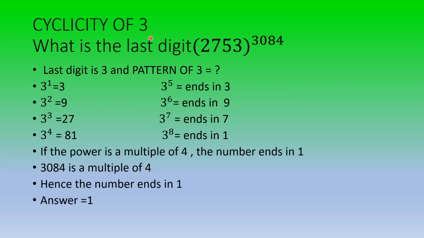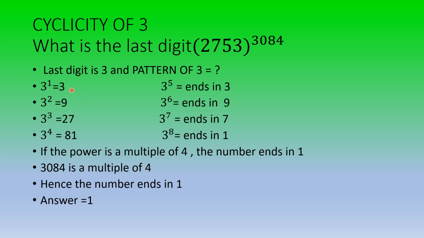Next is the cyclicity of 3. The question is, what is the last digit of 2753 raised to the power 3084? Now, because the base 2753 is such a big number, you will consider the last digit. The last digit is 3 and you will follow the pattern of 3. So, let us understand the pattern of 3.